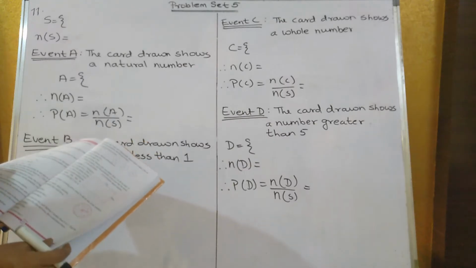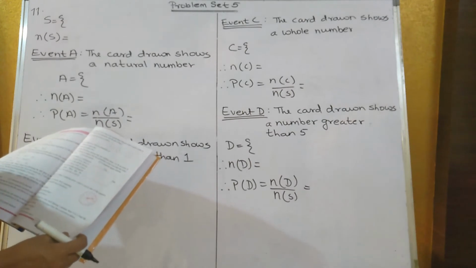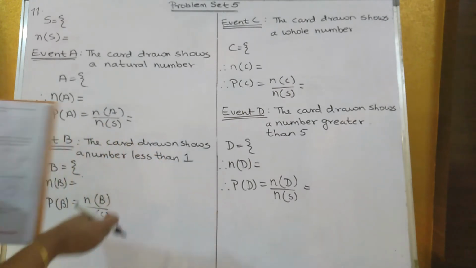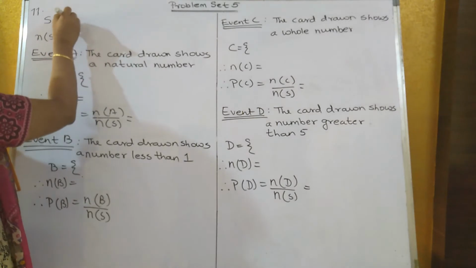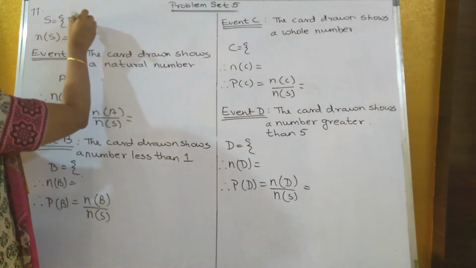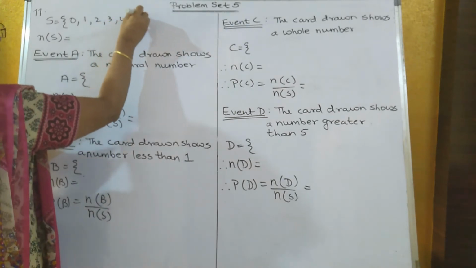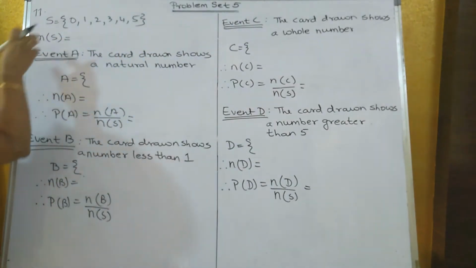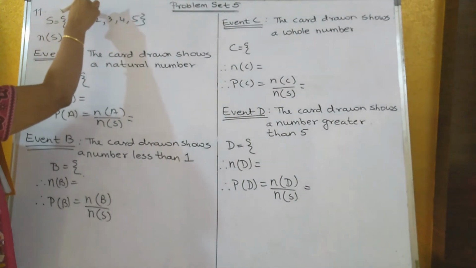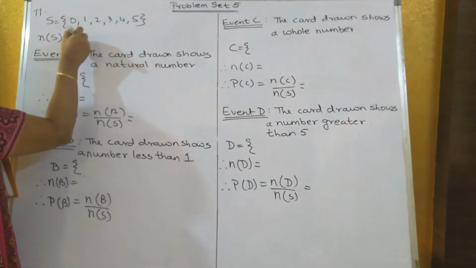Now sum number 11, there are 6 cards in a box, each bearing a number from 0 to 5. So what will be the sample space? 0 till 5, you have to write down 0, 1, 2, 3, 4, 5. So how many elements are there in the sample space? 1, 2, 3, 4, 5, 6. So NS is equal to 6.